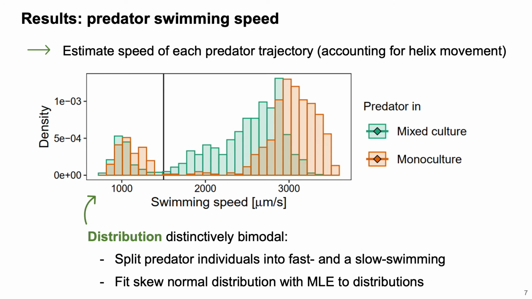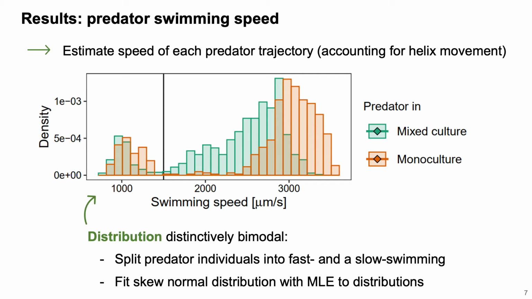Of each recorded trajectory, we calculated one swimming speed value. For the predator, this was done by also taking into account that it moves in helices, that is, in a 3D movement type. In the figure on this slide, you can see the resulting distribution of the swimming speed of the predator. The green-colored histogram is for the predator in the mixed culture, and the orange one is for the predator in the monoculture. What can be clearly seen in this figure is that the distribution is distinctively bimodal.